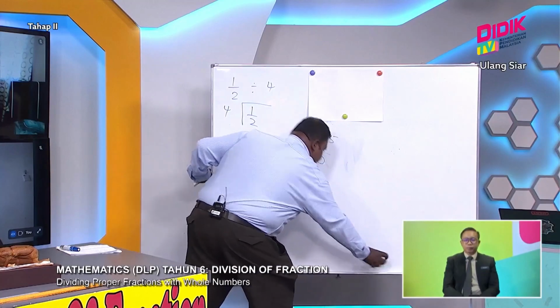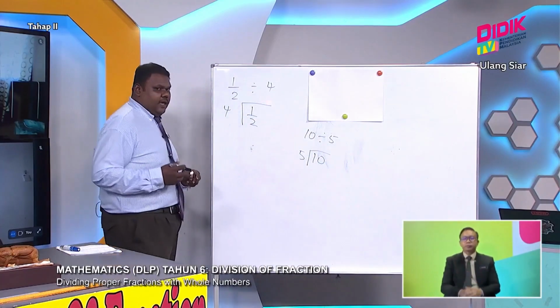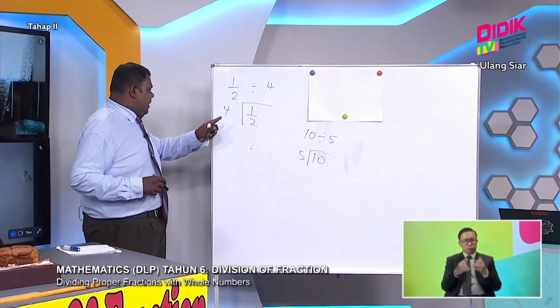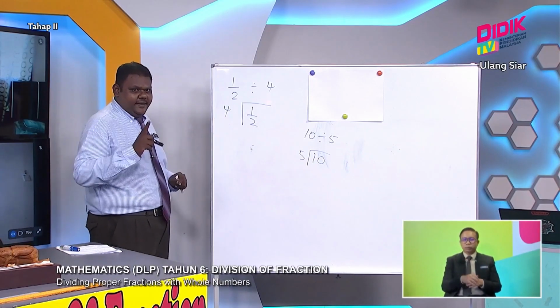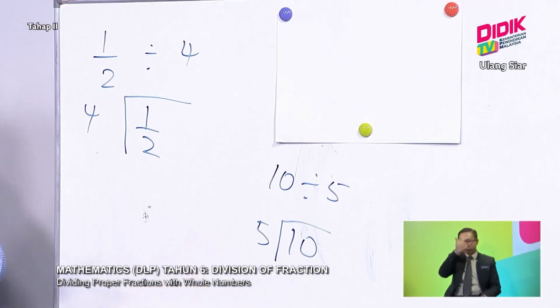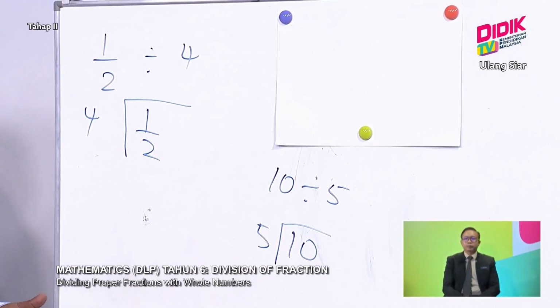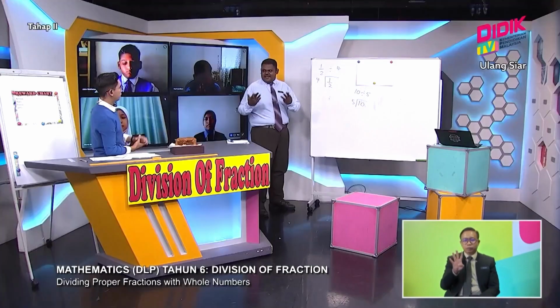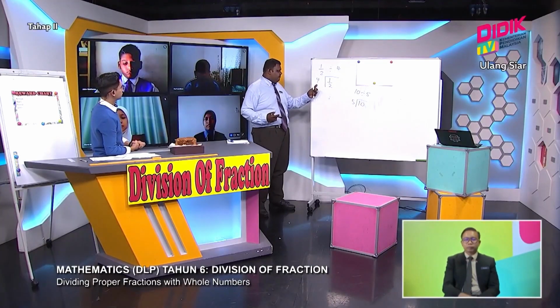I'll change the marker so that you can see clearly. Okay, now what am I going to do? I'm going to make this 4 into 1, because whatever number, when you divide with 1, you get the number itself. Yes, 4 divided with 1 is 4. 5 divided with 1 is 5. Okay, so I want to make it 1.